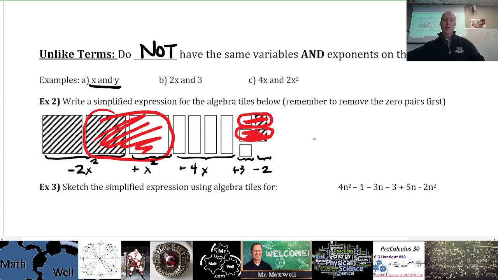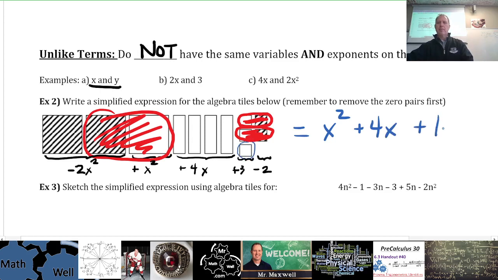That's a zero pair. So what do I have left if I were to simplify all of these together? Well, I have 1x squared left, so I have an x squared tile. I didn't cancel off any of the x's, right? So I have plus 4x. And then what do I have left for my individual? I have plus 1 there. Okay? I have plus 1.